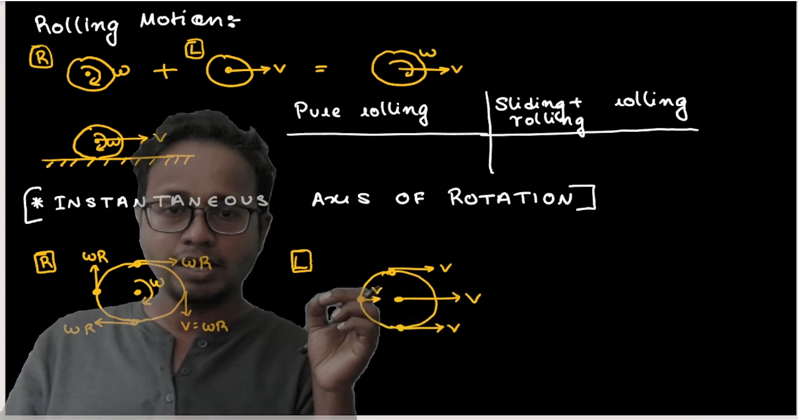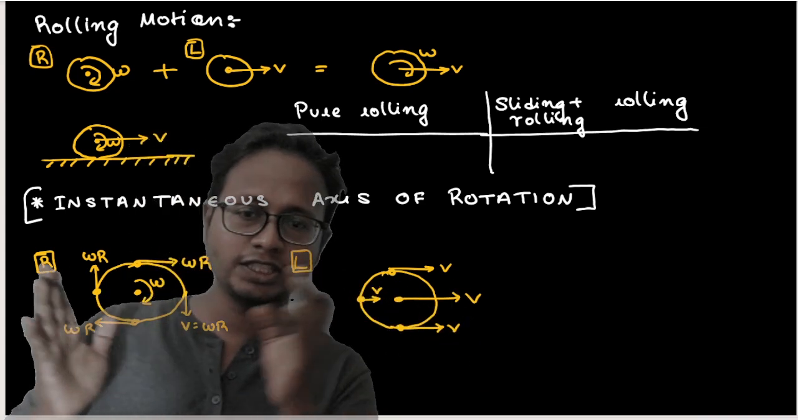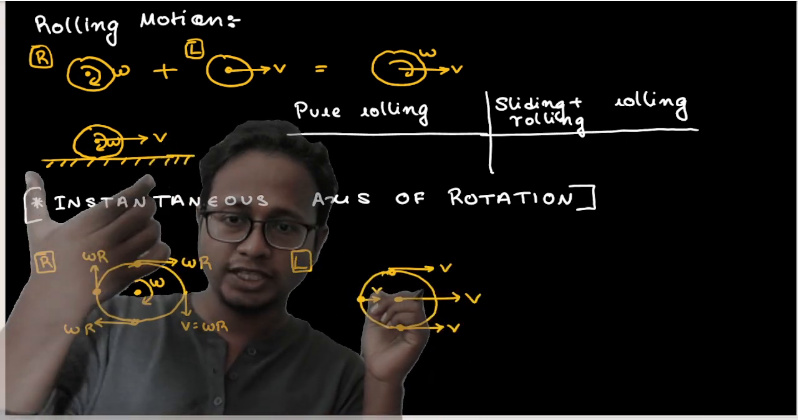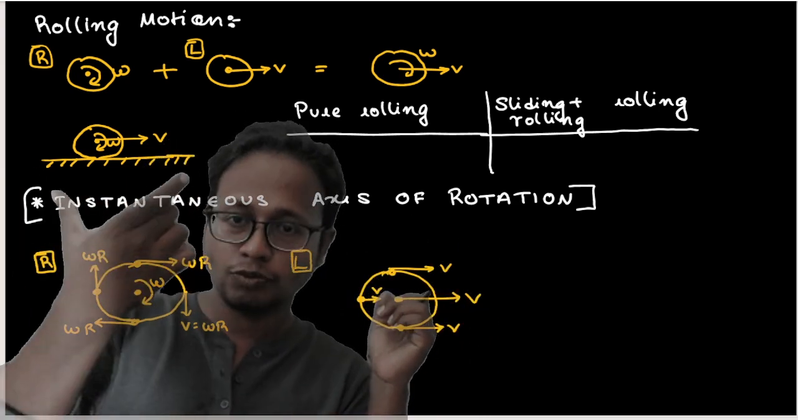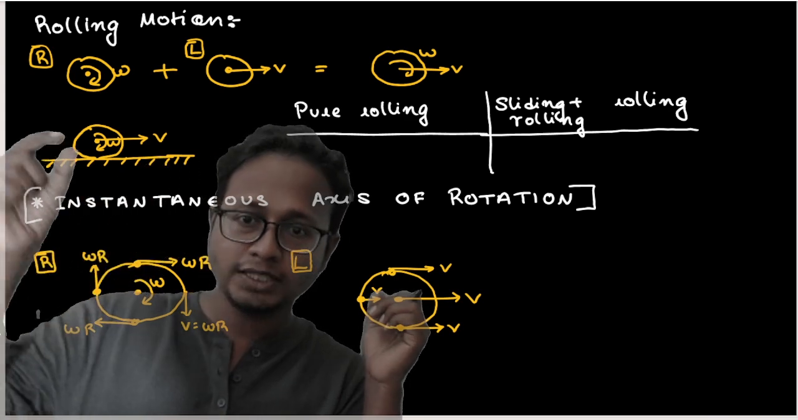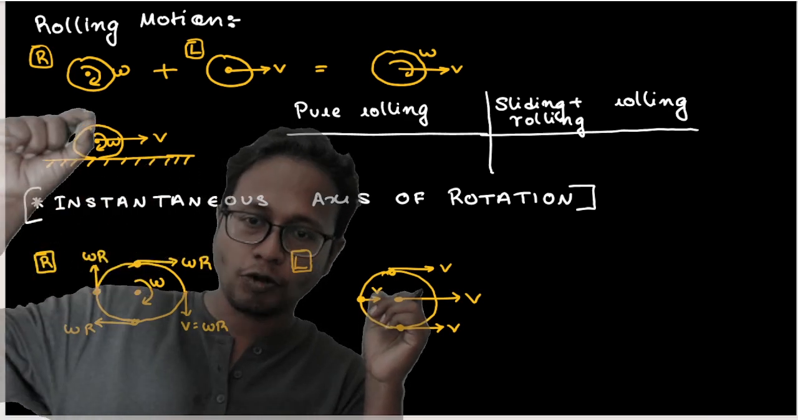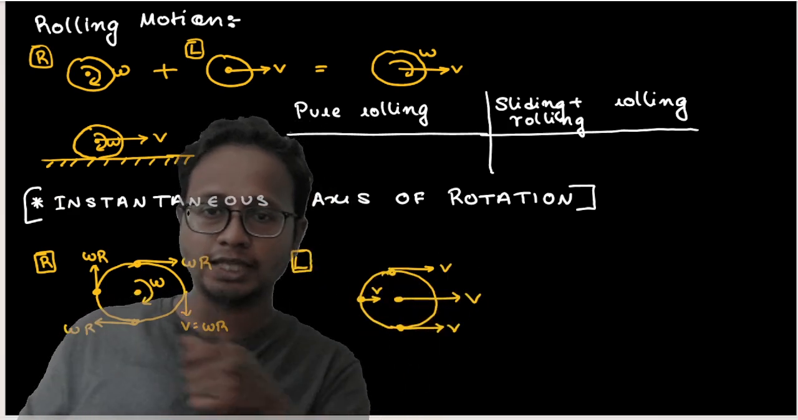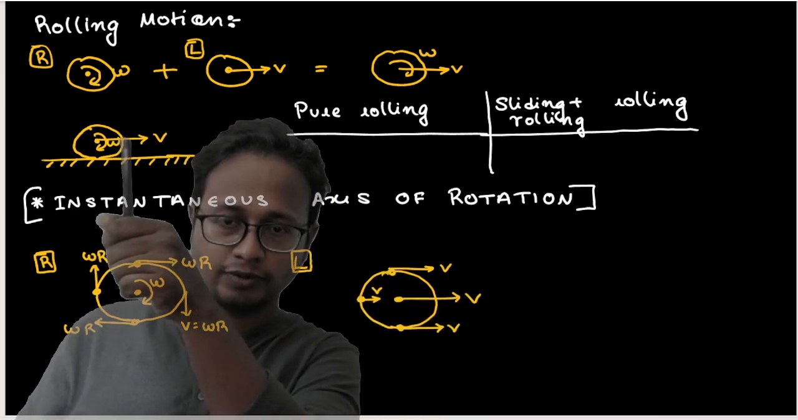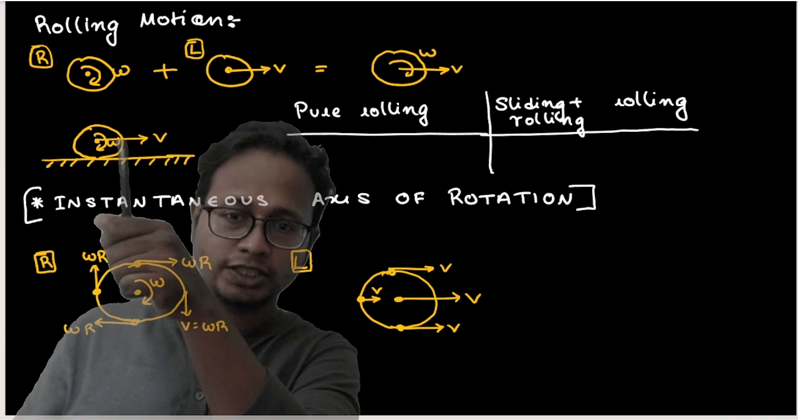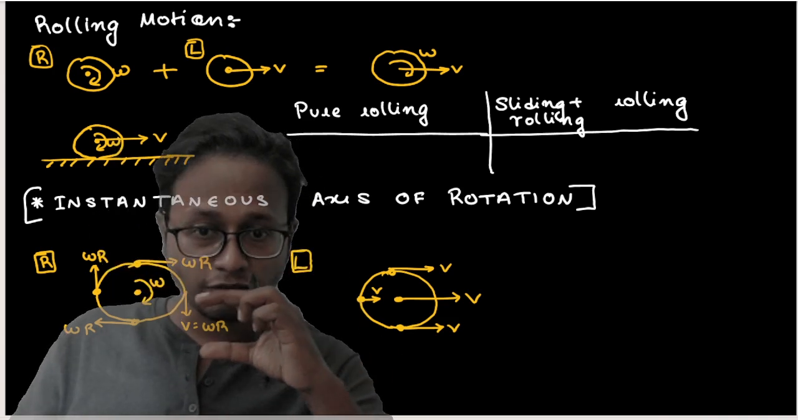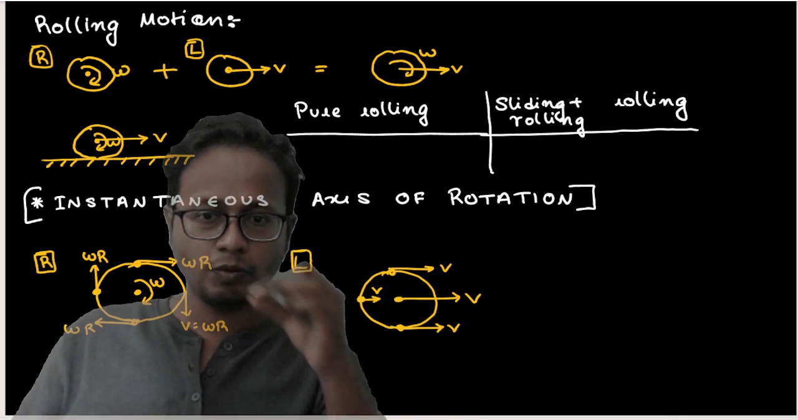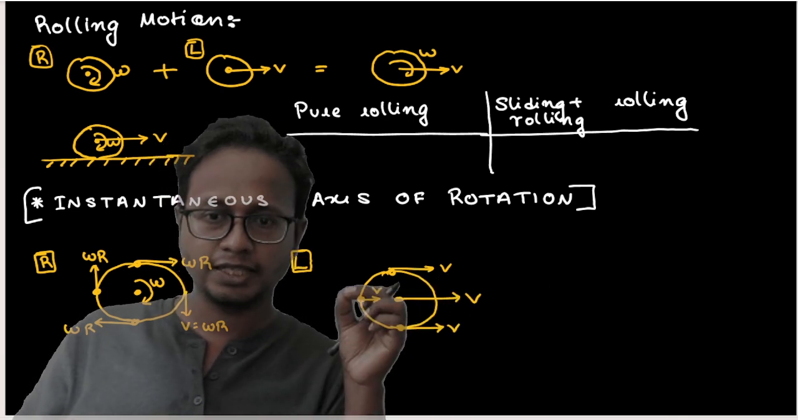Now, what did I say? Rolling motion is a combination of this motion and this motion. So while the body is rolling, if I ask what is the velocity at the topmost point, the velocity at the topmost point is nothing but this velocity plus this velocity. What is the velocity at the side surface? The velocity at the side surface is the vector summation of this velocity plus this velocity, isn't it? Omega r downward plus v in the rightward direction.